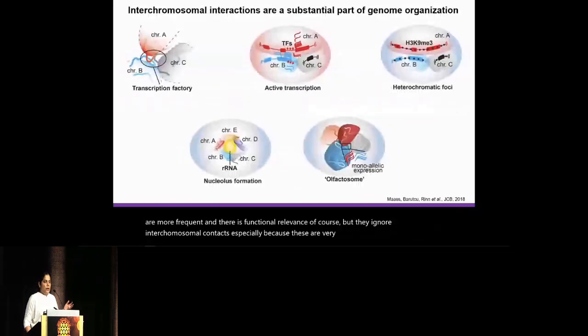So there is still evidence that interchromosomal interactions are functional. They are known to assist in formation of transcription factories, assist in active transcription as well as repression. They are known to facilitate the formation of the nucleolus, which is the largest organelle in the nucleus, and allow for expression of a single olfactory gene out of hundreds of candidates. So these contacts are functional, and we are interested in learning about their sequence signatures.